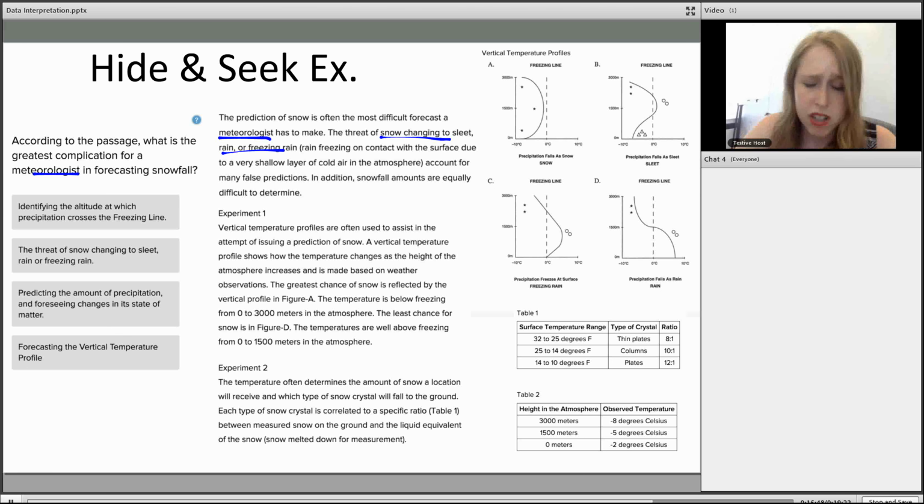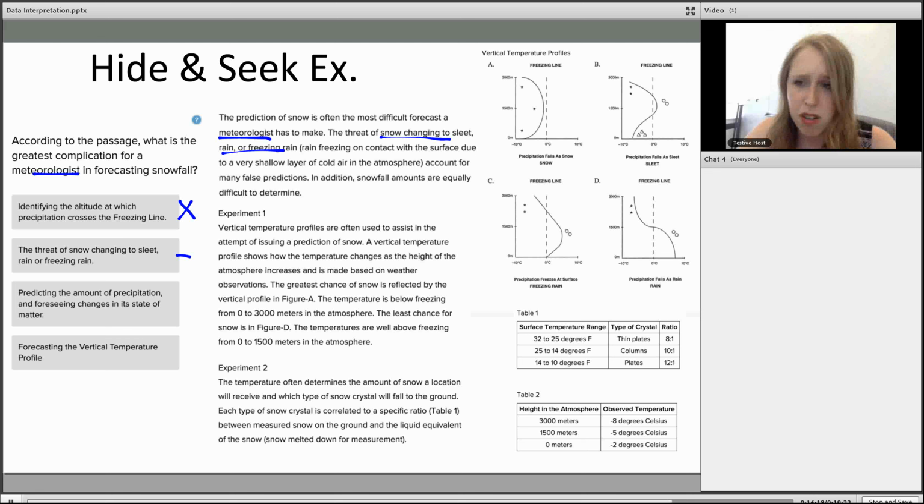So let's see in our choices what goes best with what we just saw. Choice A tells us identifying the altitude at which precipitation crosses the freezing line. But this isn't based on altitude, this is based on temperature. So that's not good. Choice B, the threat of snow changing to sleet, rain, or freezing rain. That could be true. Choice C, predicting the amount of precipitation and foreseeing changes in its state of matter. I'd say that sounds better.